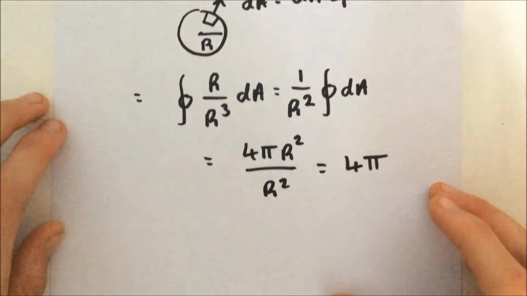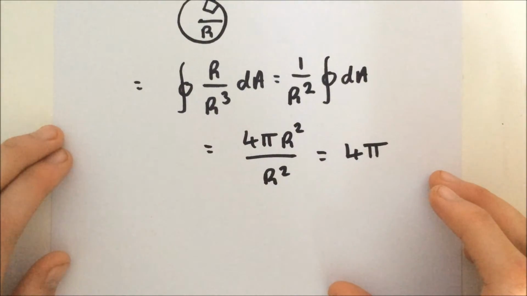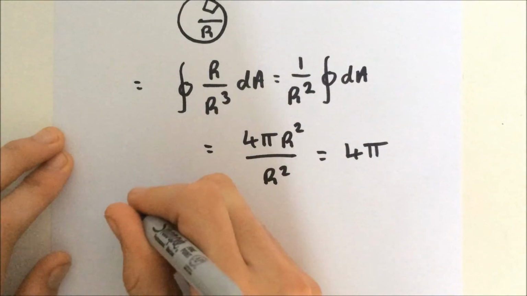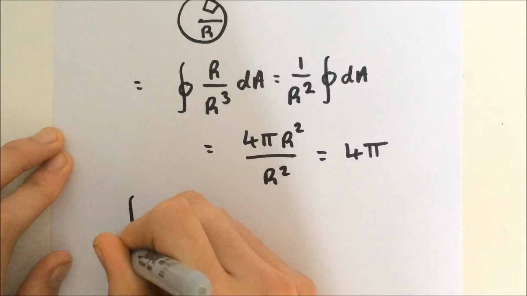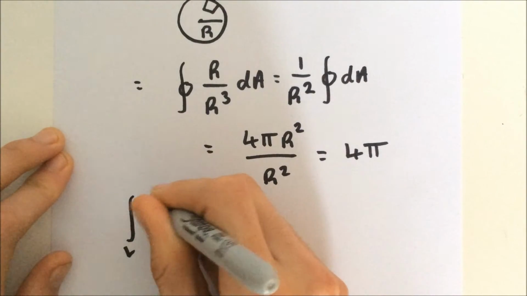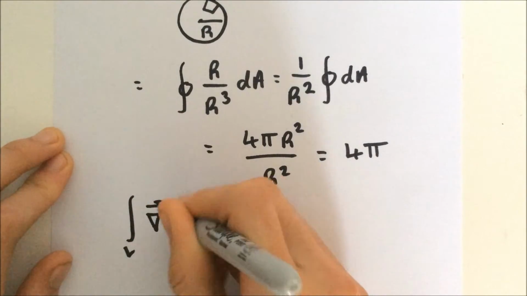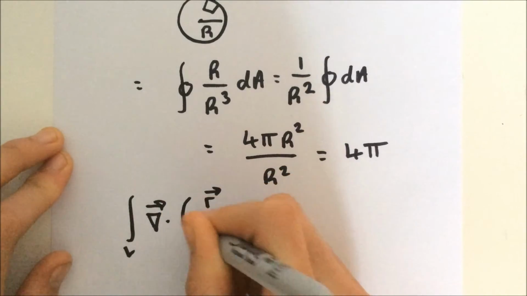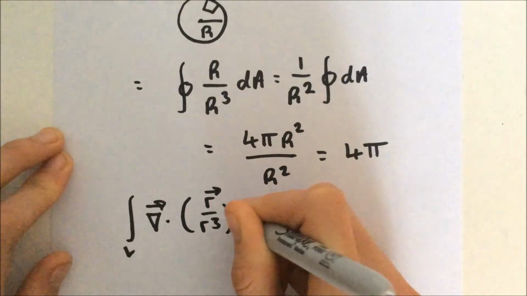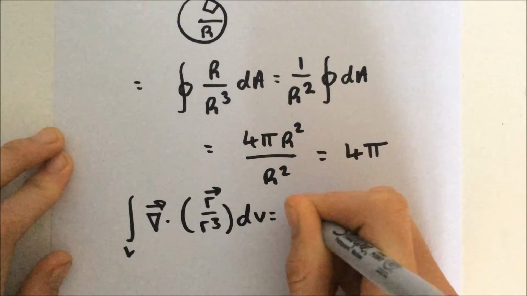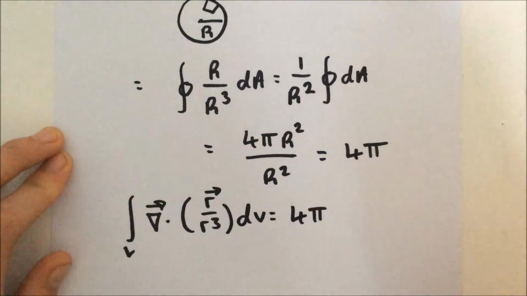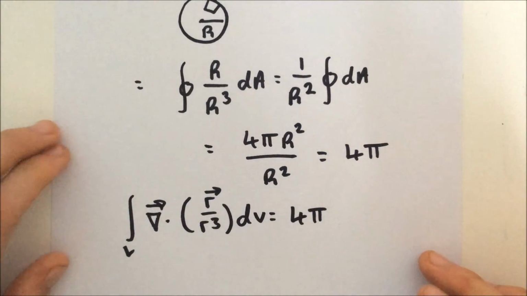So let's rewrite this in total. The volume integral over V of the divergence of r over r cubed dV is equal to 4 pi. So you might be able to see where we're going with this, but let's just carry on.